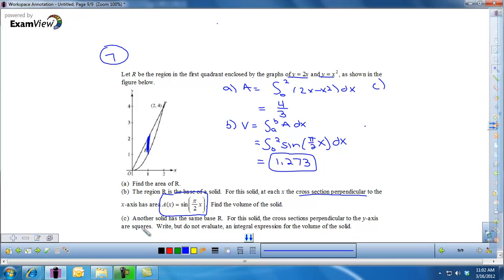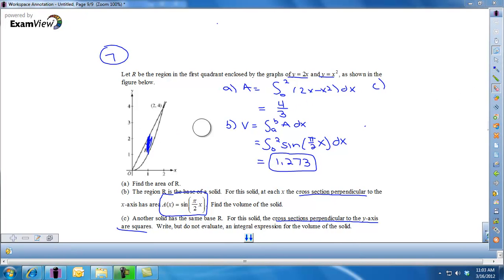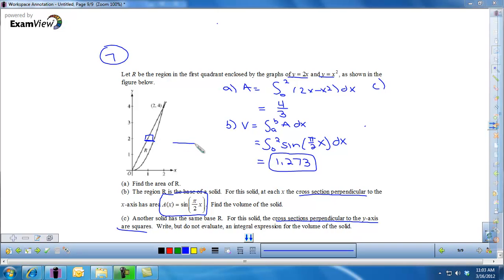Part C says, another solid has the same base R. For this solid, the cross sections perpendicular to the y-axis are squares. Write, but do not evaluate the integral. Okay, so now my cross sections are going to be perpendicular to the y-axis. So they're going to be going this way. And they're going to be squares. Okay, so I need to find the area of the square.